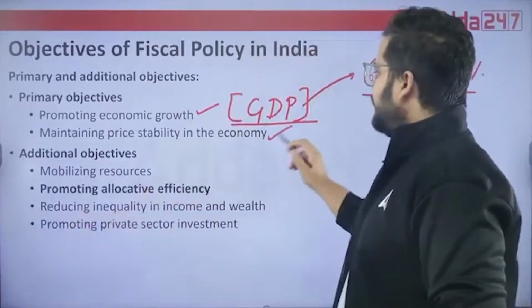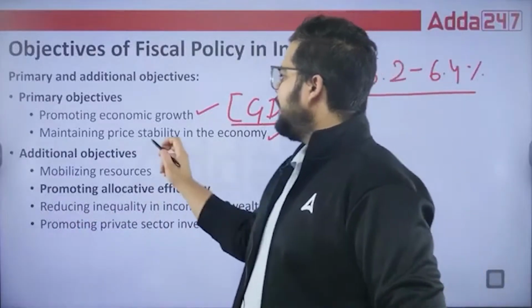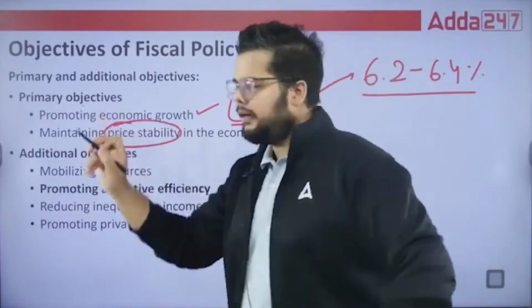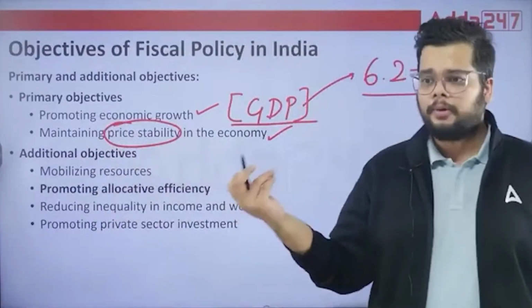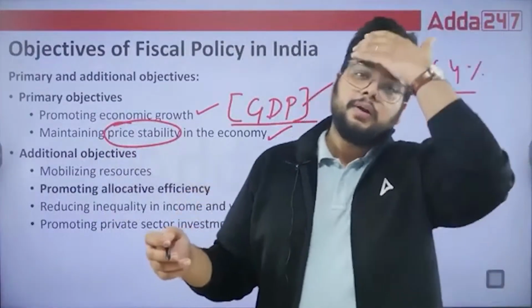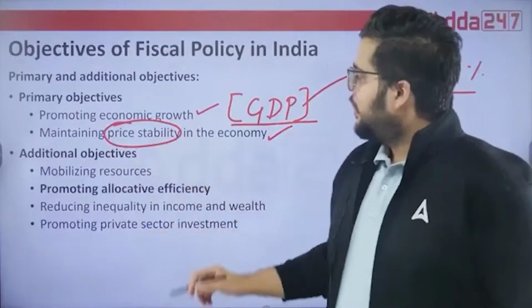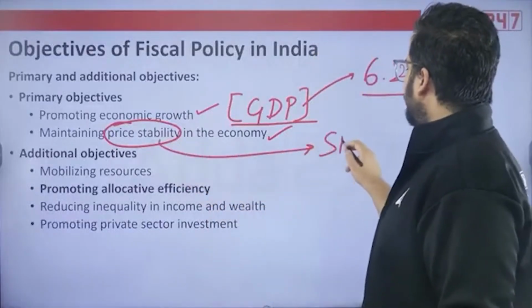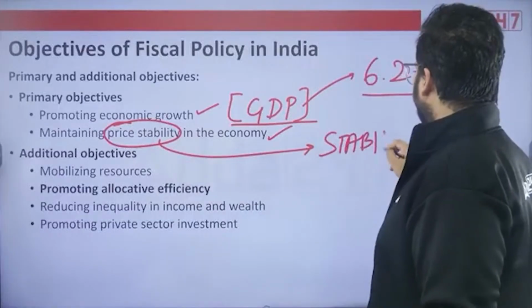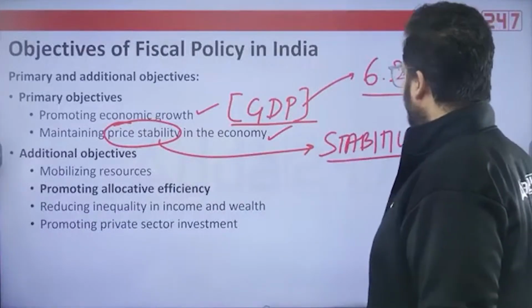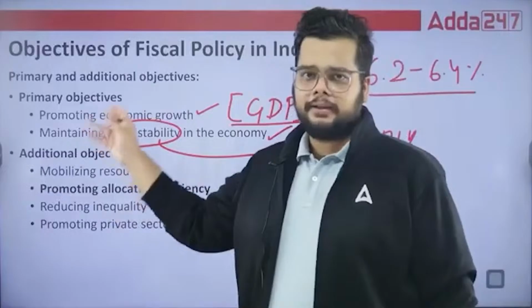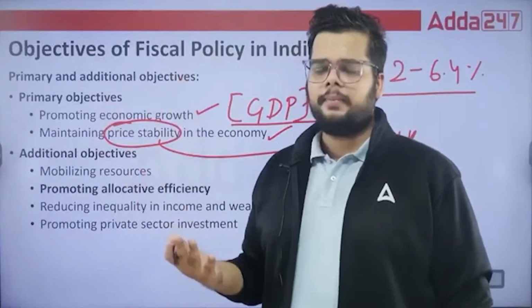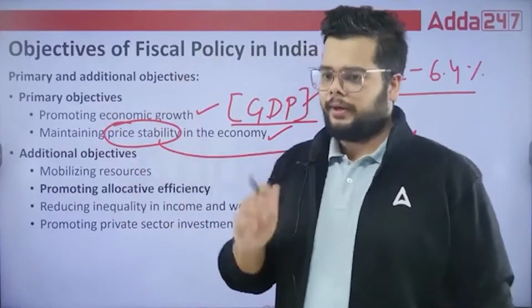Maintaining the price stability in the economy. Now you will say that price stability more or less entails the monetary policy also, because inflation is what? You are managing the price rise. But once RBI has managed the price rise, you need to give it stability, and that particular stability will be given via the fiscal policy. How is it implemented? Via various components.